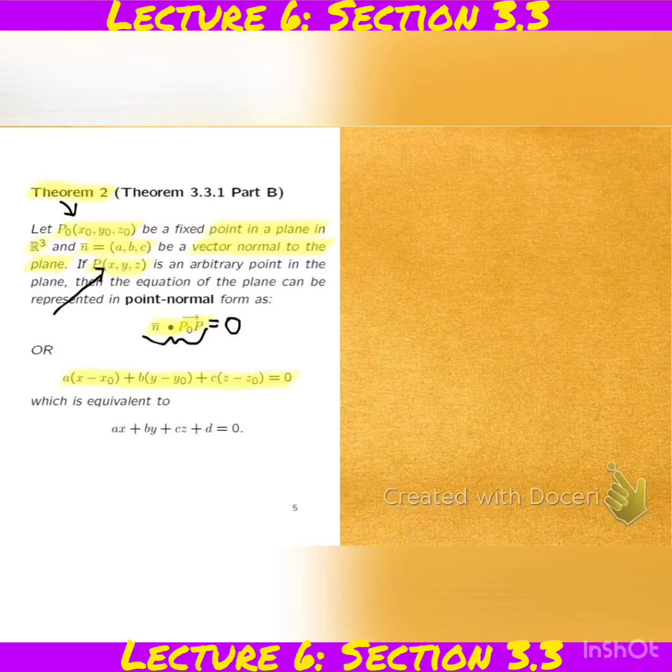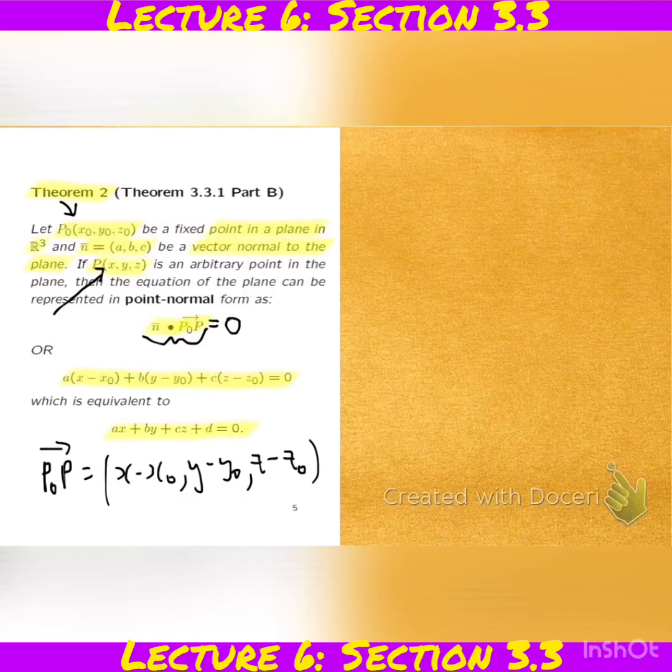Remember now that this vector P0P is the vector (x minus x0, y minus y0, z minus z0). Right, so we get the equation of the plane.